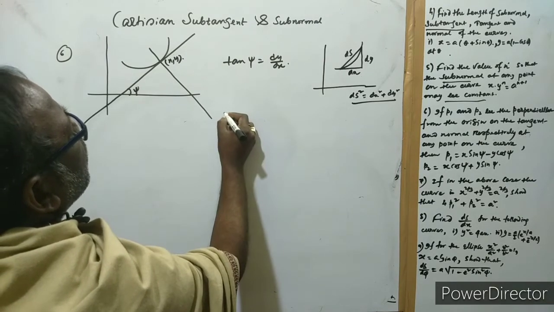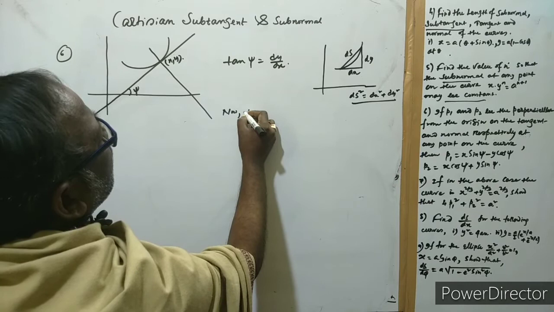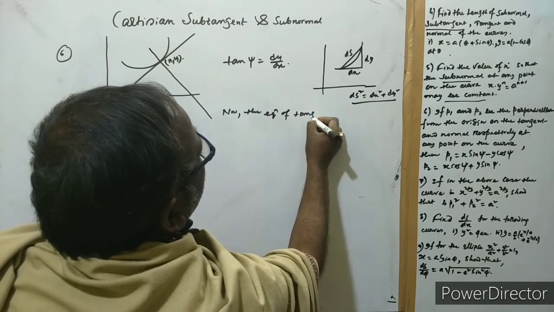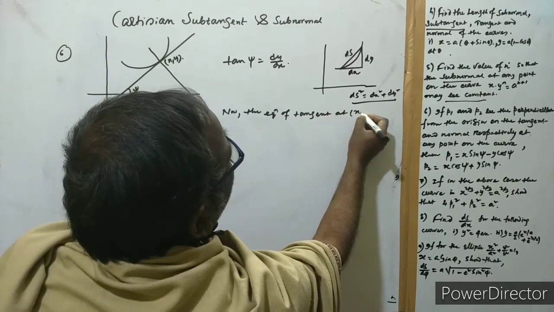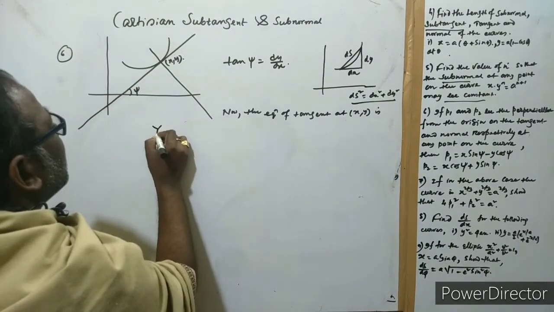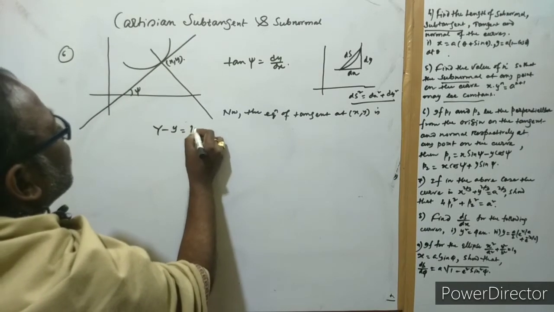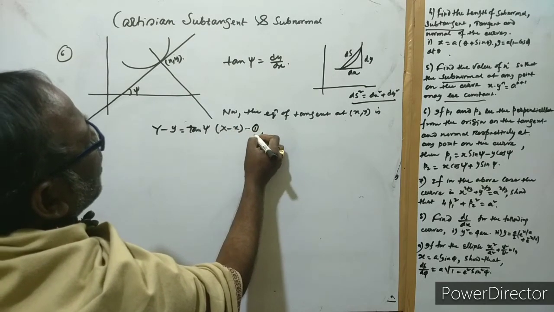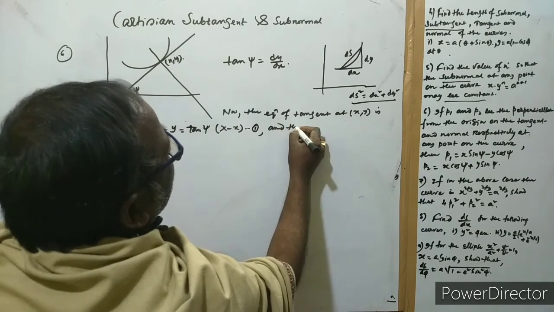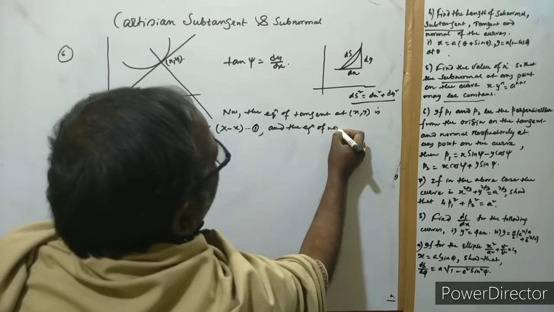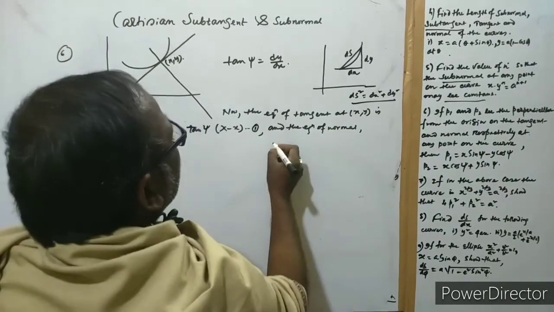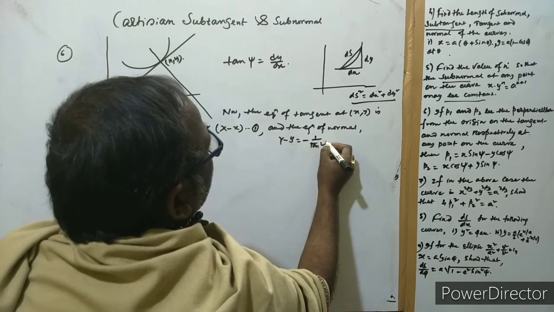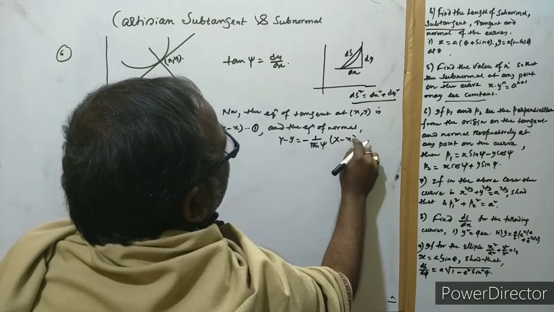So now the equation of tangent at x y is y minus y into tan psi into x minus x, and the equation of normal, that is y minus y minus 1 by tan psi into x minus x.